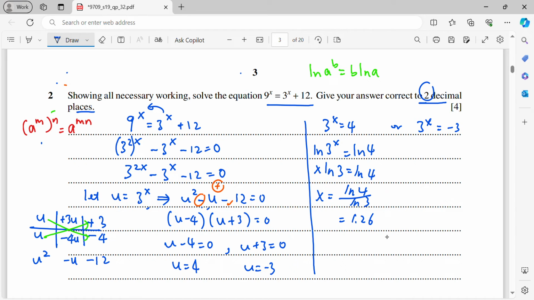That's the first x. Now, when you take ln of a negative number, it is an error, so this is undefined. Alright, so that's all for the working of this question.